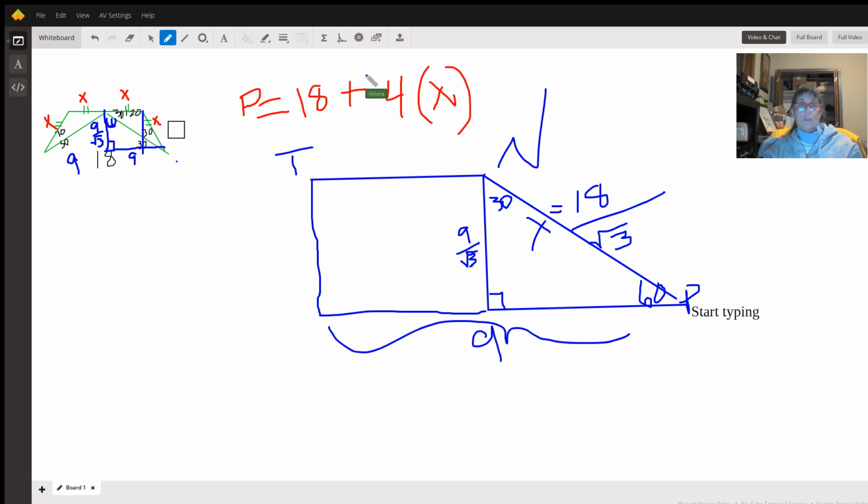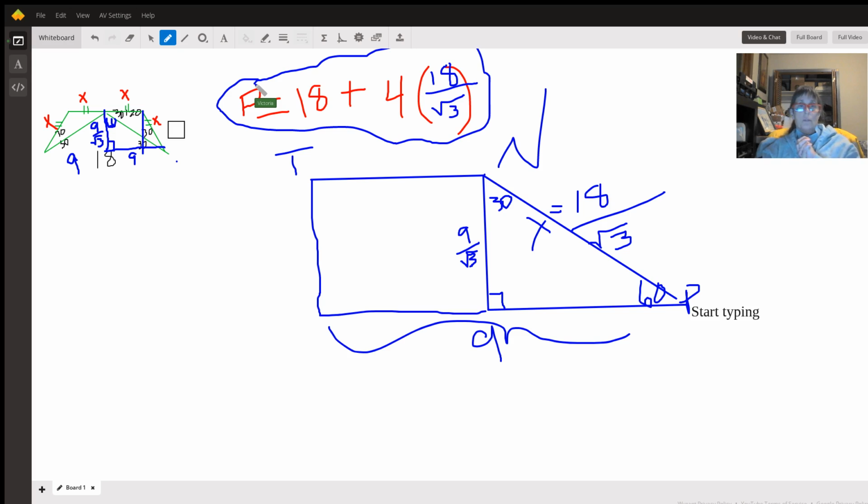And the perimeter is 4 times these x's plus 18. So this is 18 over the square root of 3. And if your teacher wants you to rationalize, please feel free to rationalize, but there's the answer. That is the perimeter of that trapezoid.